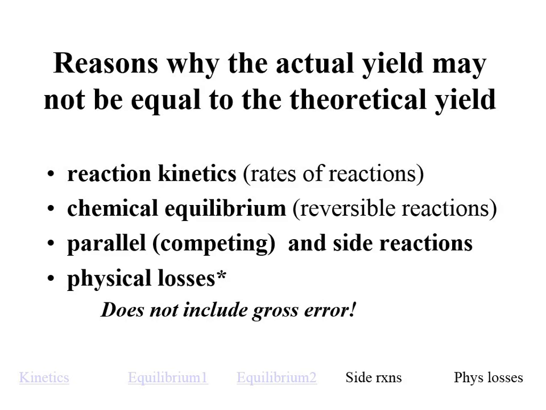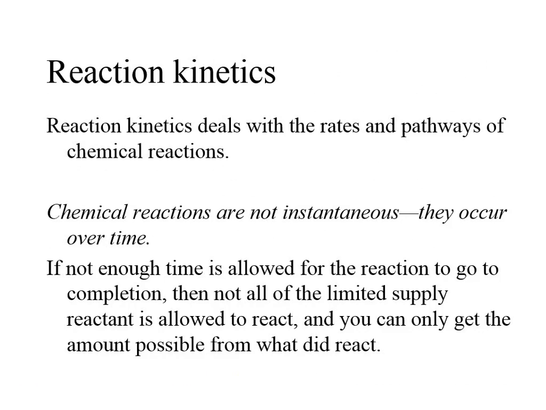Okay, so I'm going to break these down a little bit. Reaction kinetics, I said, is how fast the reaction occurs. We think of reactions like turning on a light switch and we automatically get light. Well, actually, that light takes a certain amount of time to get to our eyes, but it's so fast that we can't tell it. But chemical reactions oftentimes take a certain amount of time.